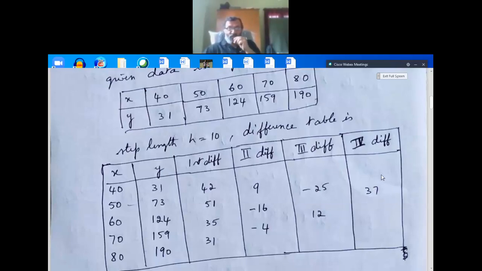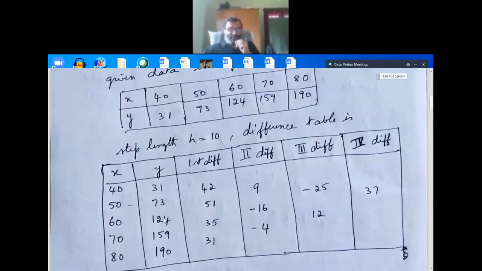It ends in the fourth difference because in the fourth difference there is only one element. Okay, now the first difference. How to find the first difference? See, 73 minus 31, what do you get? 42. As before, you write this 42 in the middle of these two.